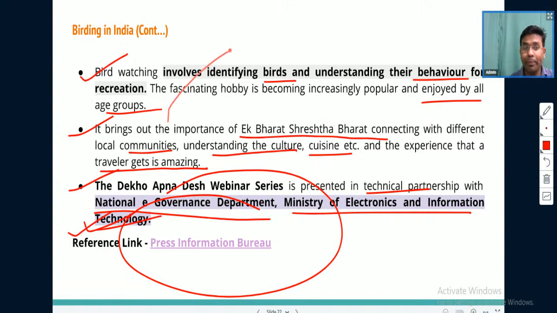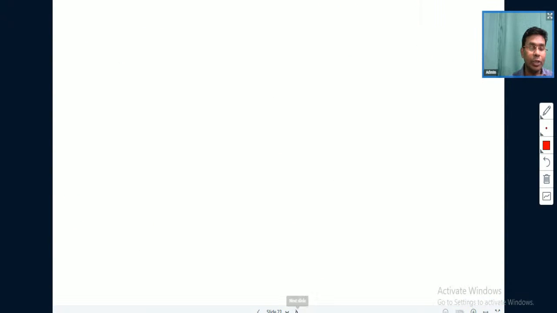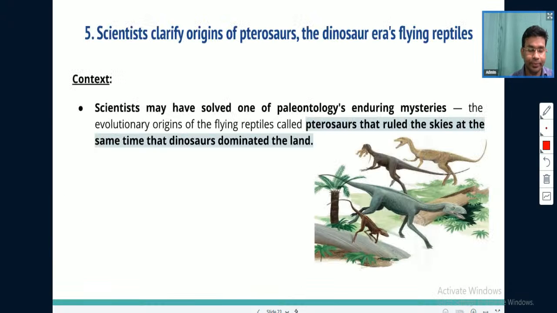This is a very important topic from environment and ecology plus economy plus essay. It can be a potential essay topic also. So you should learn in detail about this, birding and the tourism potential related to it.